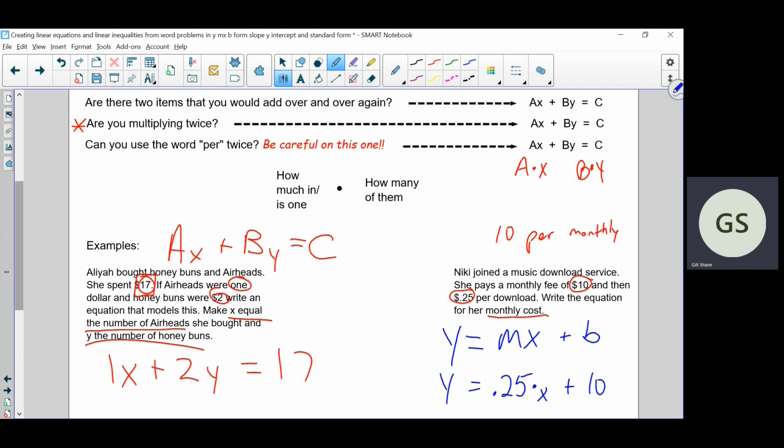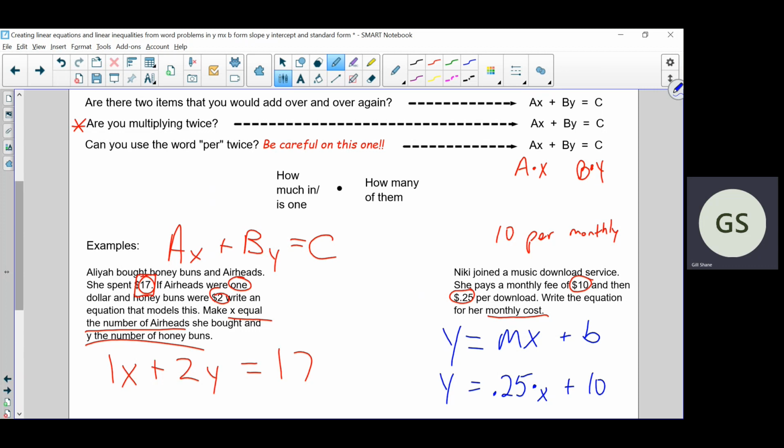Again, typically when we do the multiplication part of a problem, in this case, this is the multiplication part. It's always going to be how much is one of them or how much is in one of them, and then times how many. Because here, how much is 1 airhead times how many airheads? How much is 1 honey bun times how many honey buns? How much is 1 download times how many downloads?